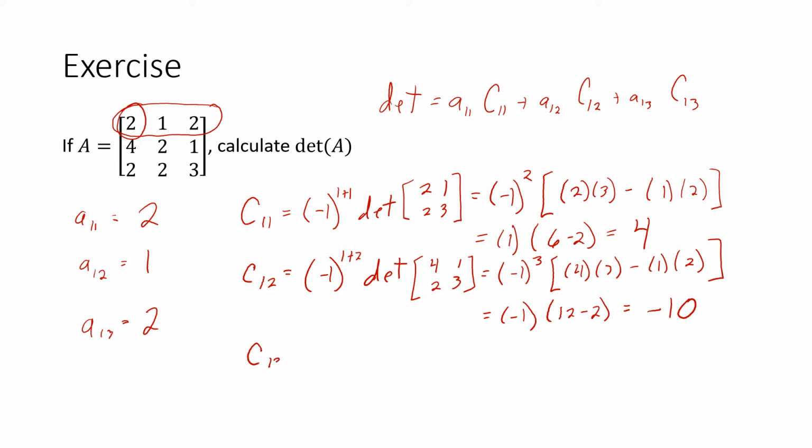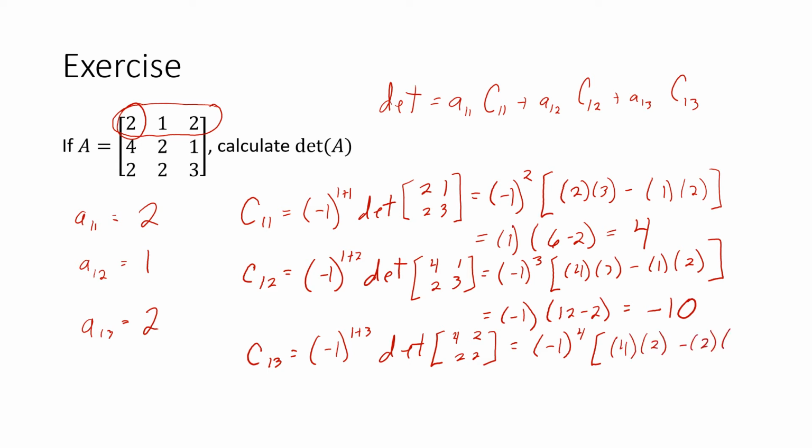Now our final one is C13. That's equal to negative 1 to the 1 plus 3 times the determinant of what you get when you eliminate the first row and the third column. So what are we left with? 4, 2, 2, 2. So we have negative 1 raised to the 4 times 4 times 2 minus 2 times 2. So we have negative 1 to the 4 is equal to 1 times 8 minus 4. So that's equal to 4.